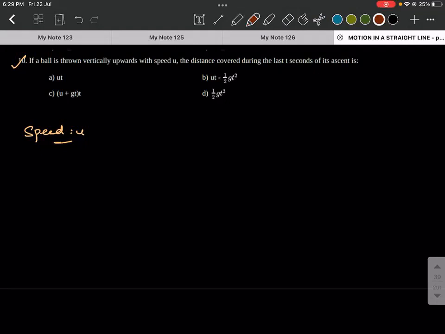For that, you need to know how much time it is taking for the object to reach the maximum height. So how much time will it take to reach the maximum height? For that, you can apply the formula v is equal to u plus at. V is how much? 0. U is u only minus g into t. So t will be equal to u divided by g. Is that right?